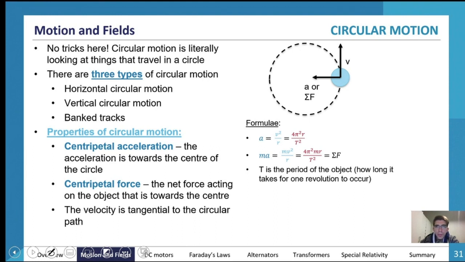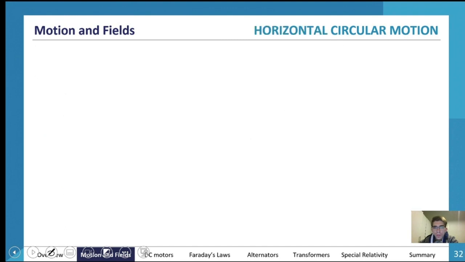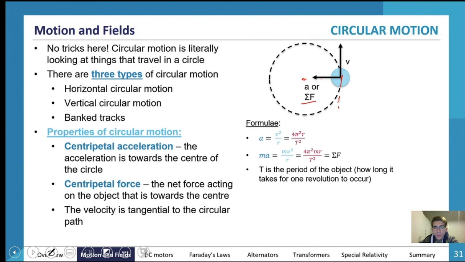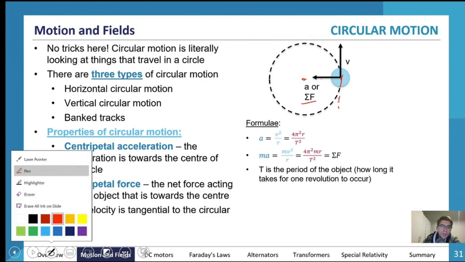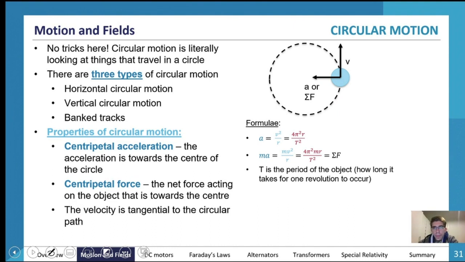The way to draw that is by making sure acceleration and the net force are literally towards the center, and velocity is just going on a tangent. It's really important to draw the velocity component as a tangent.